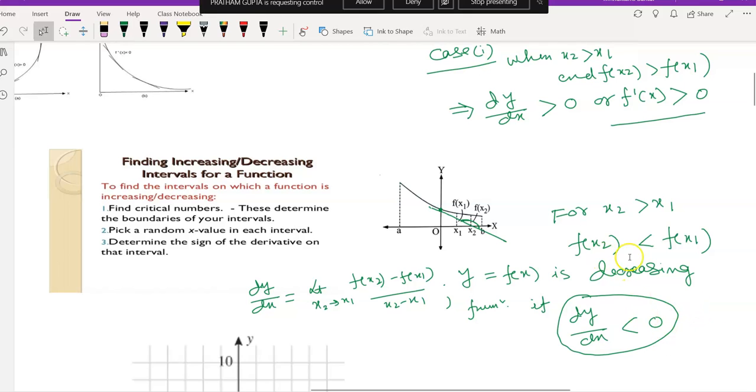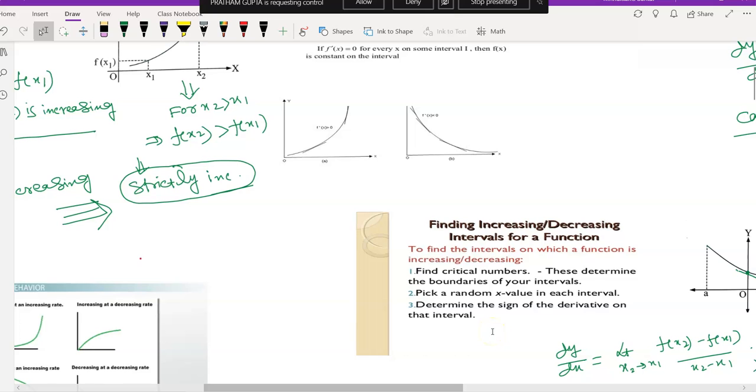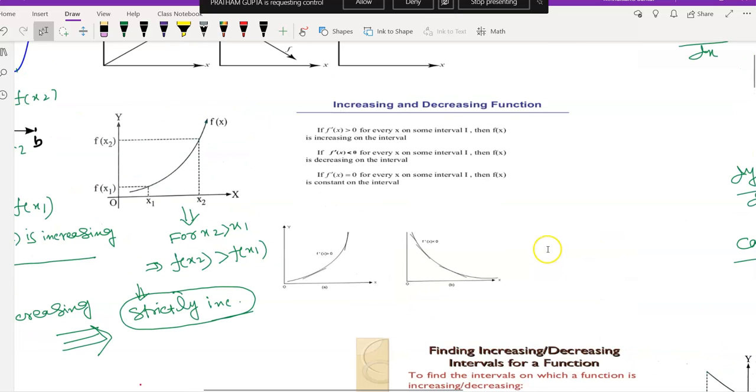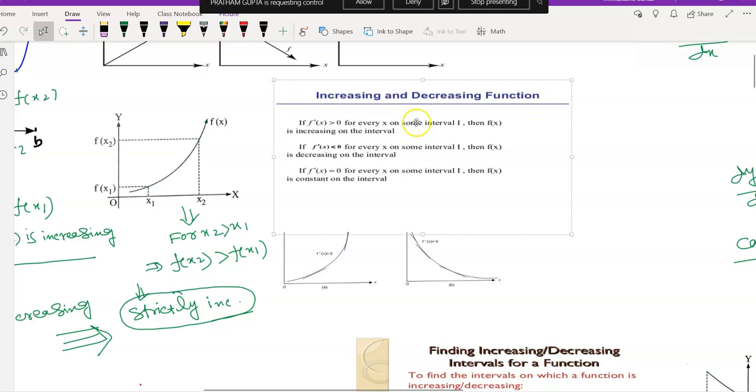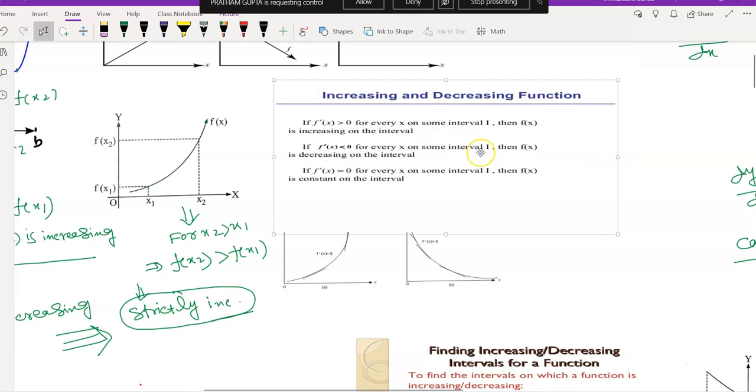And for an increasing function, dy by dx will be greater than 0. I have tried to explain this here again with this graph and the statement. If anybody wants to write, he or she will write: the function is increasing over the interval I if f dash x is greater than 0, and it is decreasing over the interval I if f dash x is less than 0.